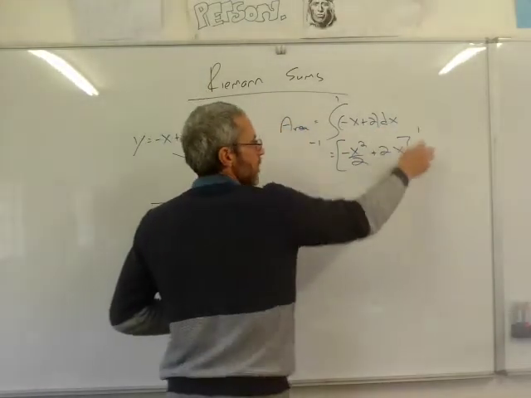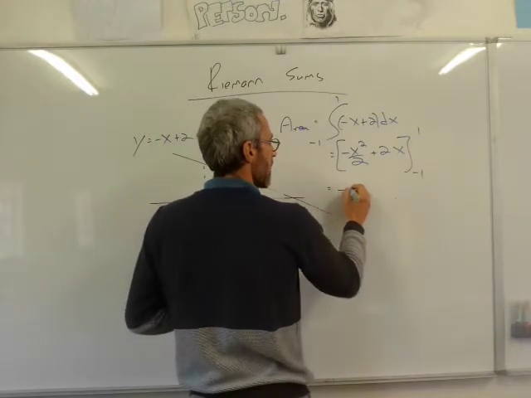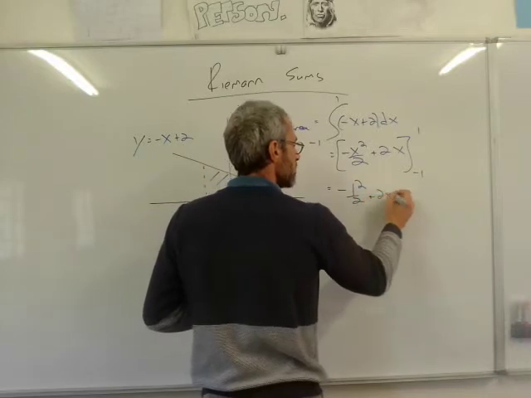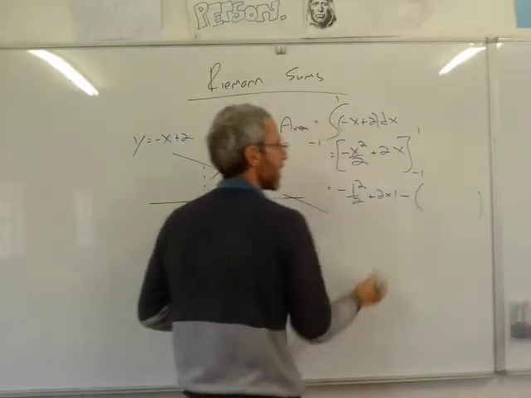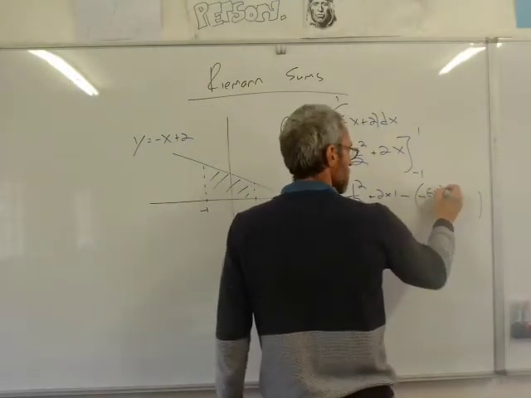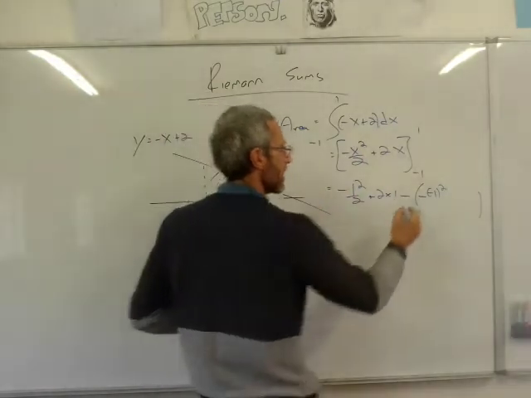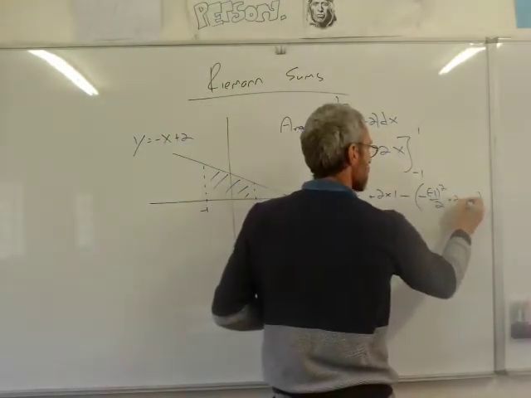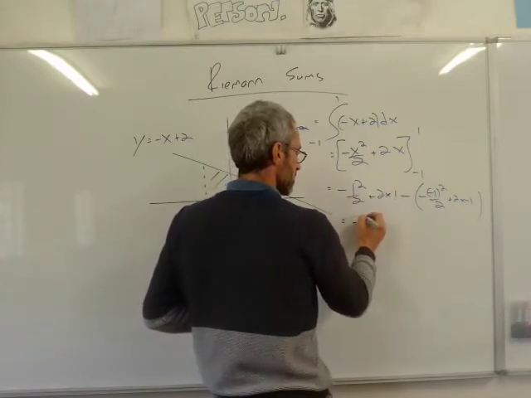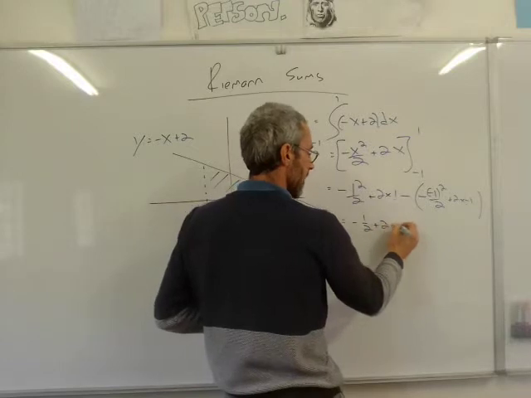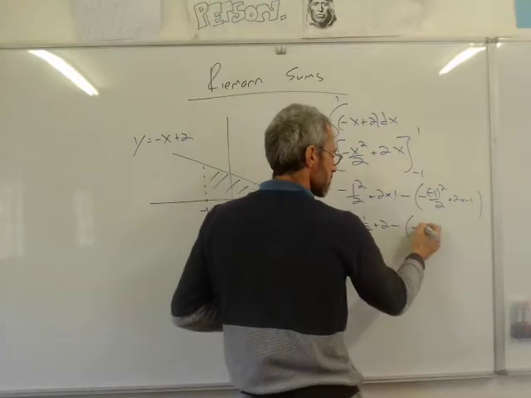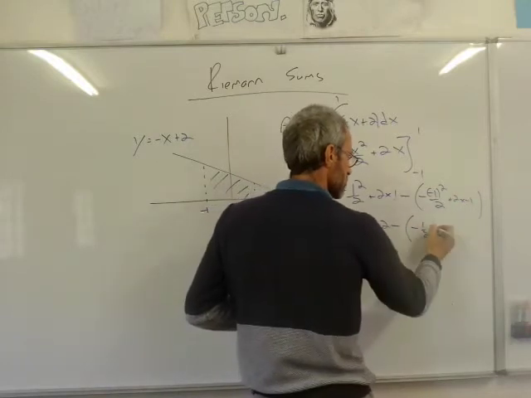And now I just substitute 1 and minus 1, okay? So it's going to be minus 1 squared divided by 2 plus 2 times 1, minus, and I'm going to put that in brackets, now substitute minus 1 instead of the x. So it's going to be minus 1 squared. I'm going to be careful, there's a whole bunch of minuses here, okay? Divided by 2 plus 2 times minus 1. I'm getting minus half plus 2, minus, okay? Right, so this minus goes away, but I'm still left with this minus, so it's minus half minus 2.